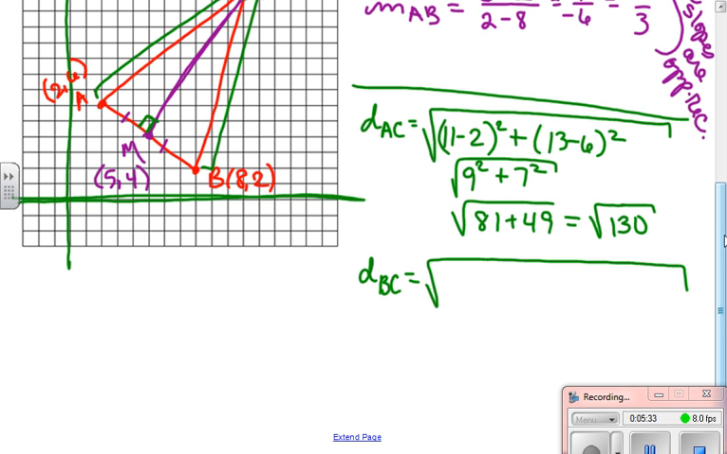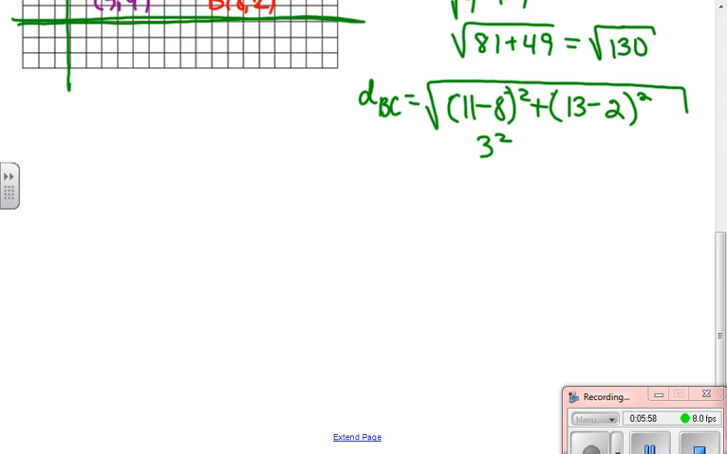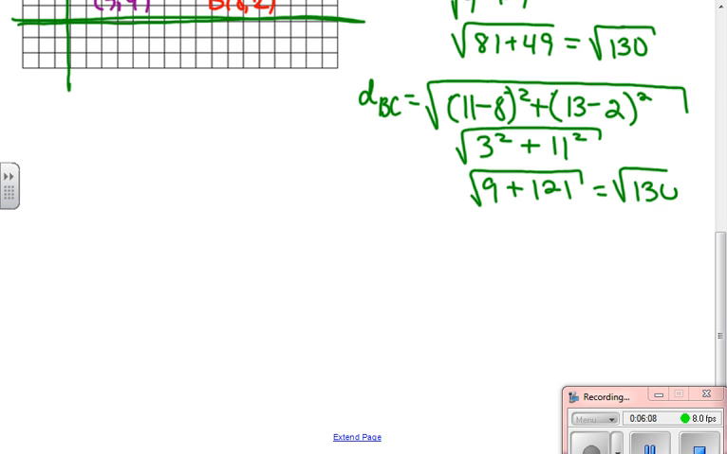So B to C, I have 11 minus 8 this time, quantity squared, plus 13 minus 2, quantity squared. So I have 3 squared plus 11 squared. So I have 9 plus 121, which is the square root of 130. Conclusion, therefore, AC is equal to BC because lengths are the same.